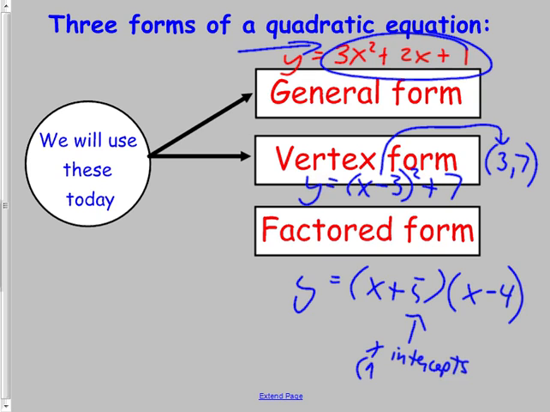Okay, so this kind is good because it gives you the x-intercepts, also known, aka, as the roots, zeros, and solutions. So that's what factored form is good for. Vertex form is good for the vertex. And lastly, general form is this guy.